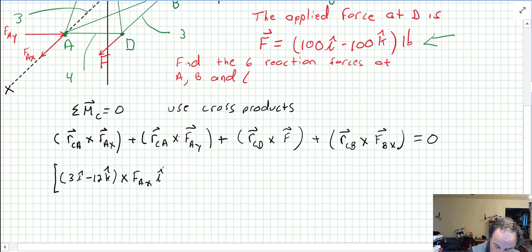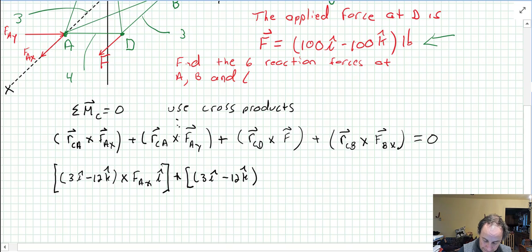Because I took the unit vector out there, so FAX there is a magnitude. All right, plus 3i minus 12k, same unit vector. We showed that last time up here. And that gets crossed with FAY j hat.